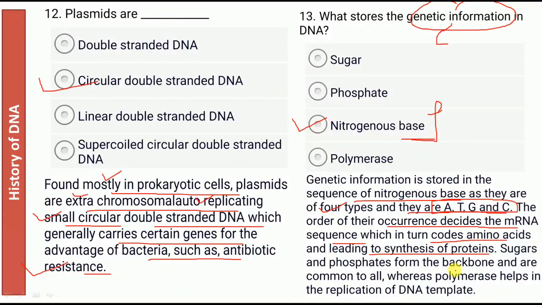Sugars and phosphates form the backbone and are common to all. So sugar and phosphate, as we all know, are the same for all, whereas polymerase helps in the replication of the DNA template. Polymerase is the enzyme that helps in replication. So finally the correct option is this.